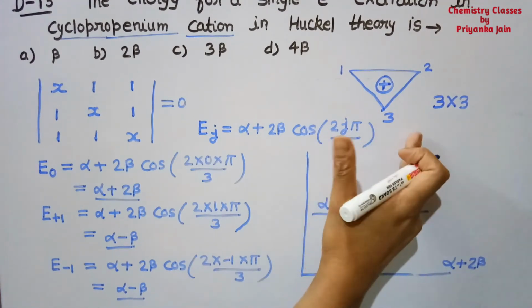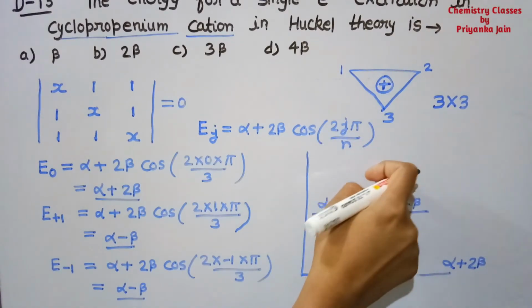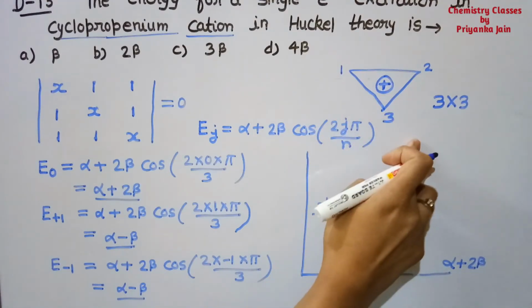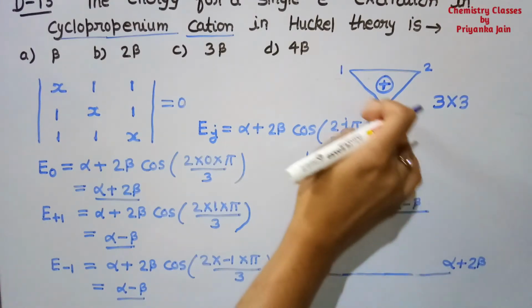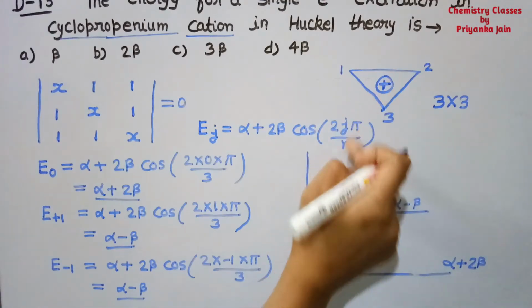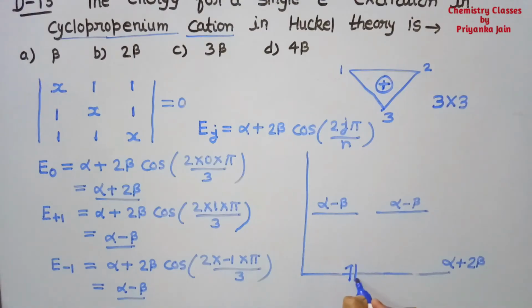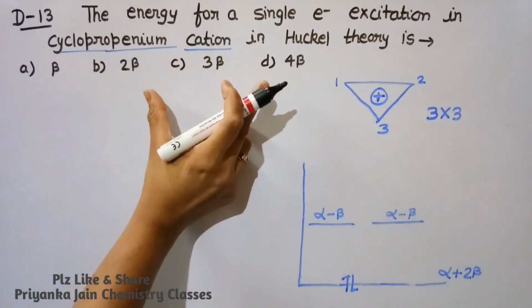Now in this case, how many electrons are present? We know that in the cyclopropenium cation there are 2 electrons, right? If a radical is given, then there will be 3 electrons, and if the anion is given, then there will be 4 electrons, right? In this case we have been given the cation, so the number of electrons is 2, and these 2 electrons will be present in the lower level. So these 2 electrons are present in the alpha plus 2 beta level, and now we have to find out the energy. In the question we are asked the energy for single electron excitation, right?